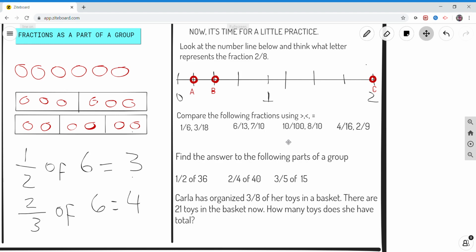Finally, 4/16 and 2/9. So 4/16 is greater than 2/9.